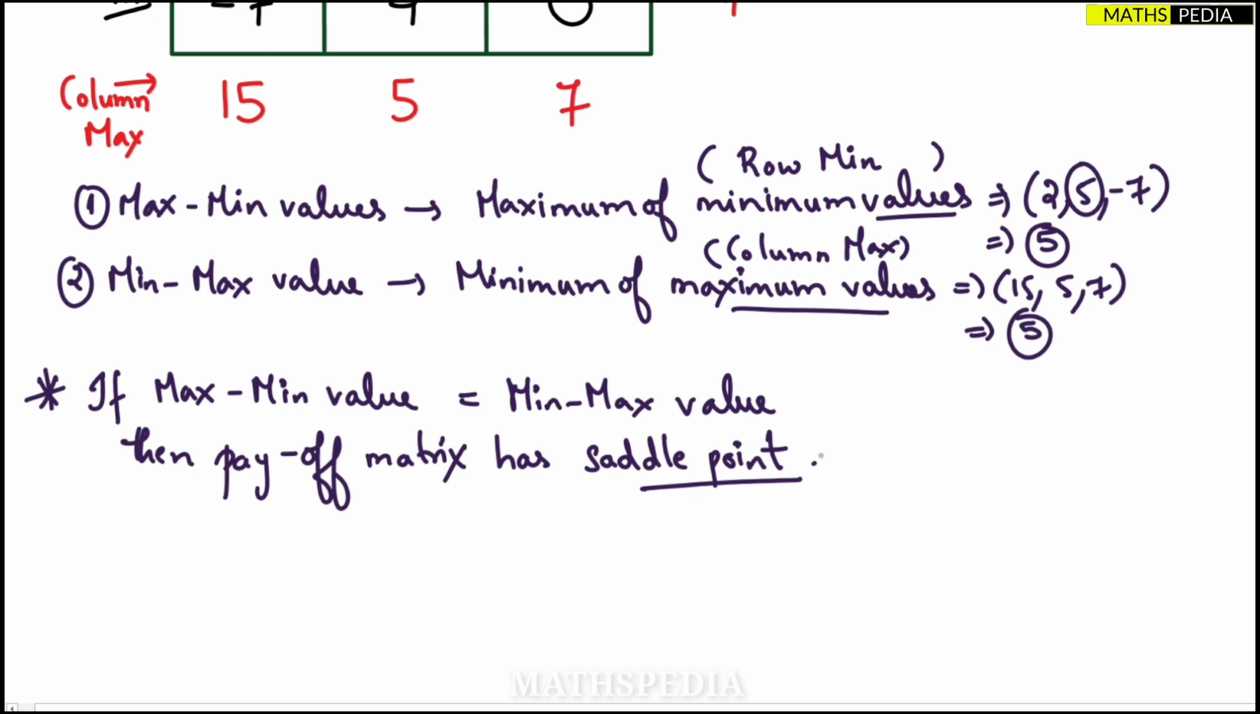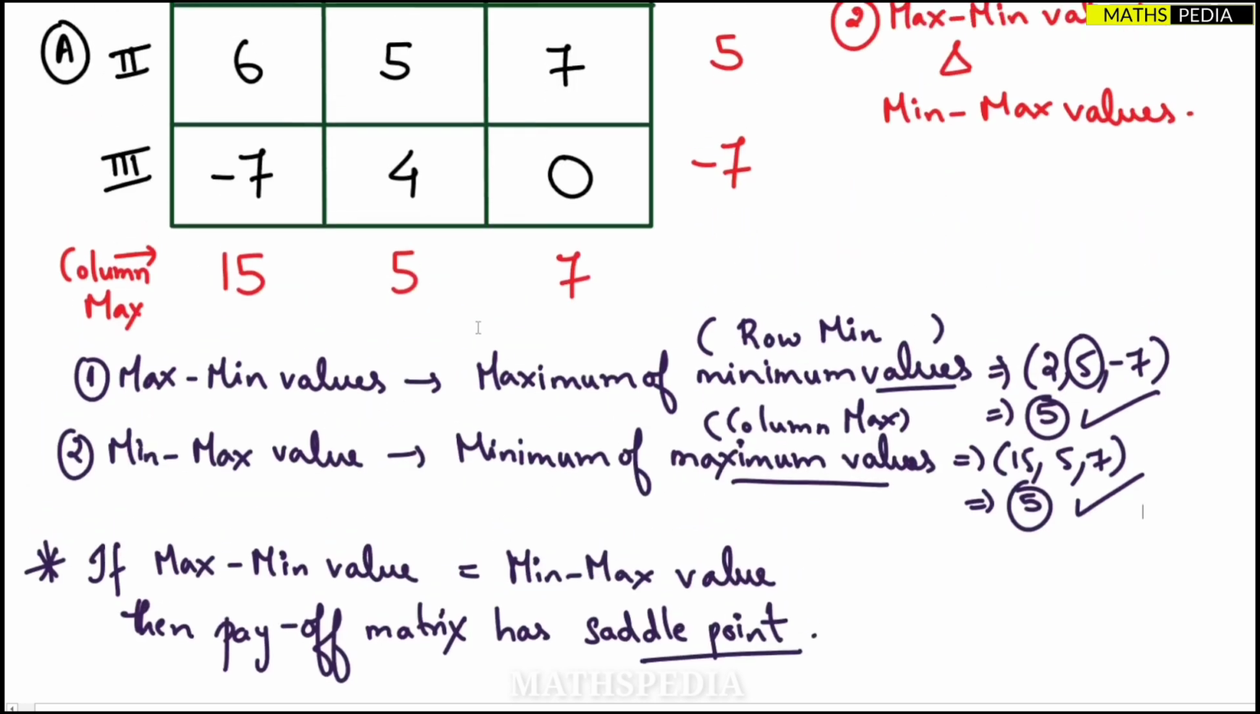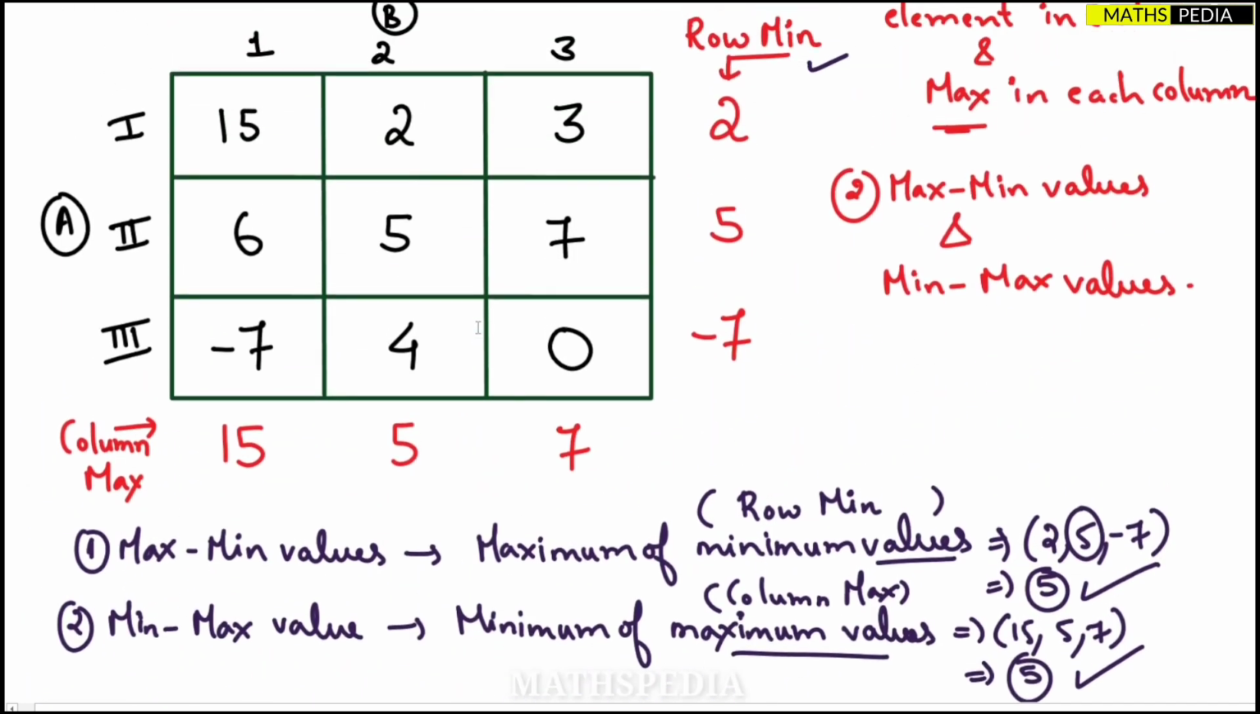Now the question arises, what happens if they are not equal? In this case they are equal: the max min value is 5, the min max value is 5, therefore both are equal. If they are equal, then there exists a saddle point. If they are not equal, there won't be any saddle point. Then what we have to do, we'll be discussing in the next video. So these are the questions related to games with saddle point. Without the saddle point, we have to use some formulas that we'll be discussing in the next video.